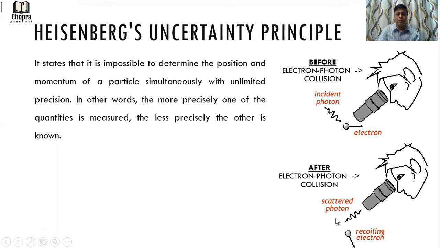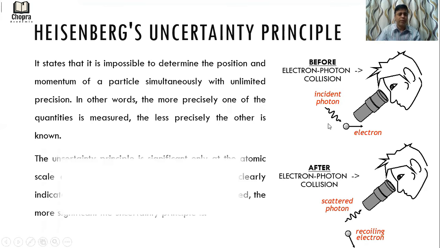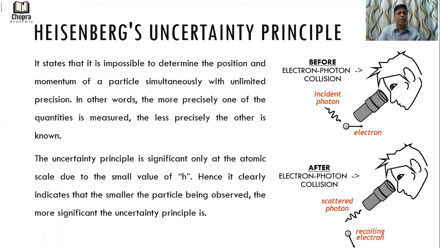The uncertainty principle is significant only at the atomic scale due to the small value of h. This is a very important point. Hence, it clearly indicates that the smaller the particle being observed, the more significant the uncertainty principle is.